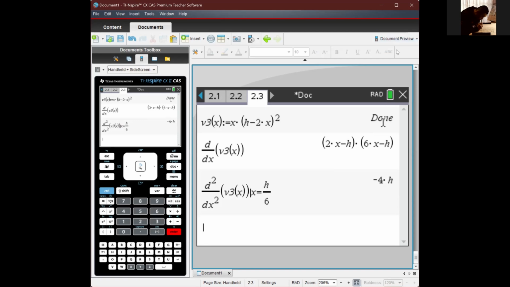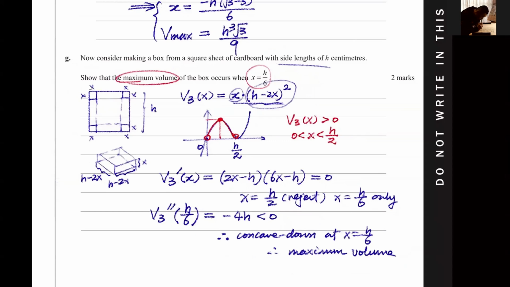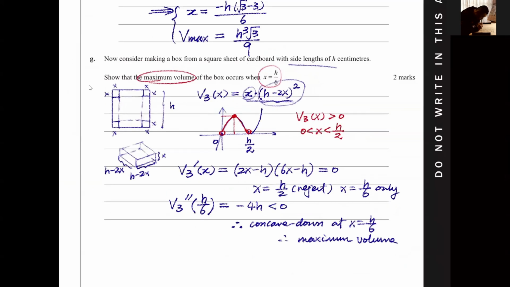So let's have a look at my writing space. Okay, so that is part G. Formulate a new function for the scenario, take the derivative equal to 0, and show how you solve this equation. And finally, verify this concavity thing, justify the nature of this stationary point. Don't forget to reject this value, okay?